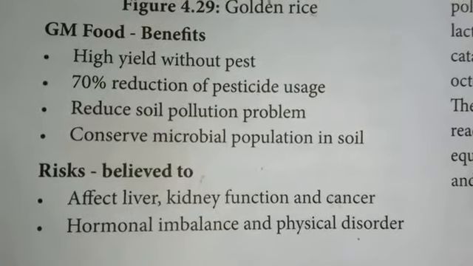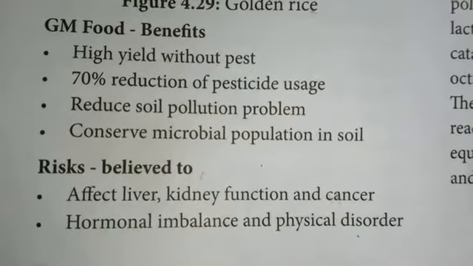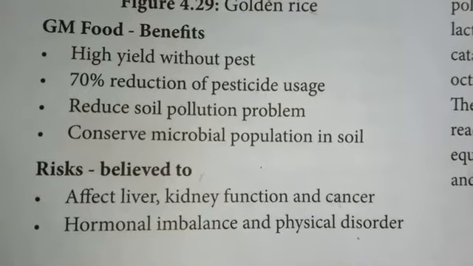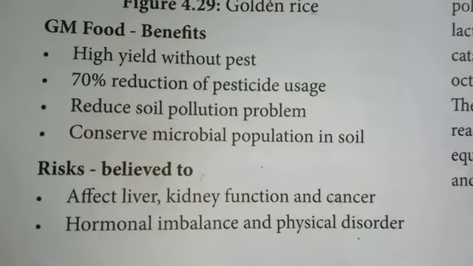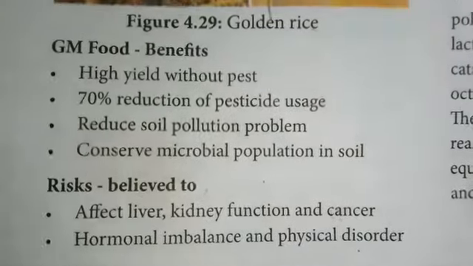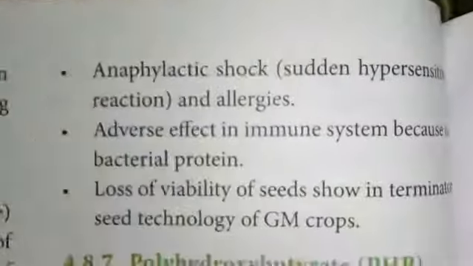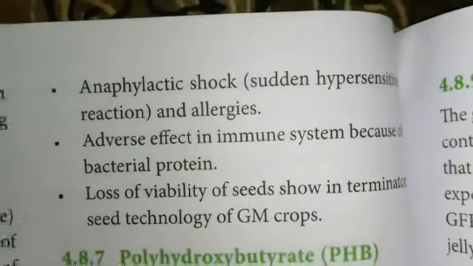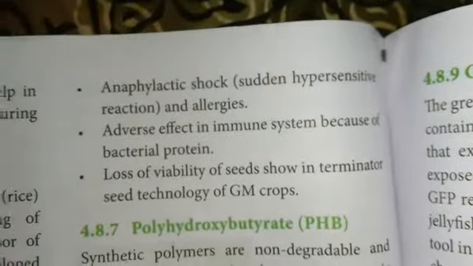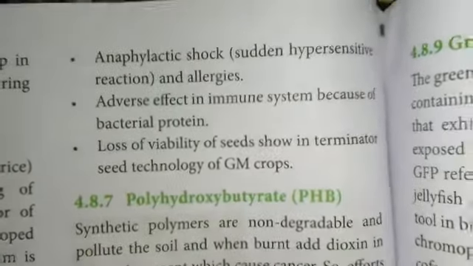The next risk factor: it affects liver and kidney functioning and also causes cancer. Hormonal imbalance and physical disorder may occur due to genetically modified crops. By regular usage of the genetically modified crops, some changes such as hormonal imbalance and physical disorders may occur in individuals.